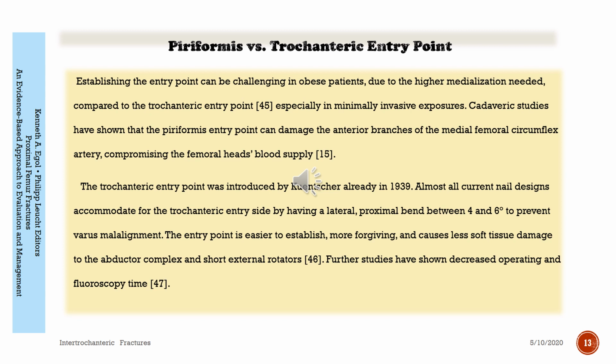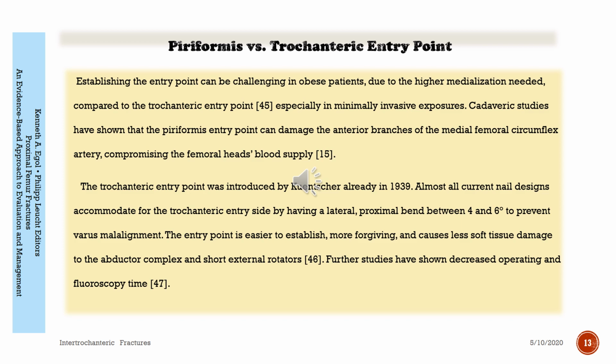The trochanteric entry point was introduced by Küntscher already in 1939. Almost all current nail designs accommodate the trochanteric entry site by having a lateral proximal bend of 4 to 6 degrees to prevent varus malalignment. The entry point is easier to establish, more forgiving, and causes less soft tissue damage to the abductor complex and short external rotators. Studies have shown decreased operating and fluoroscopy time.